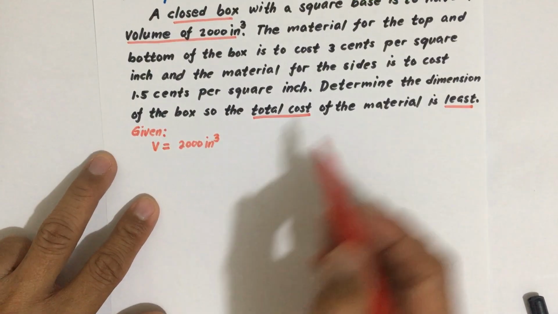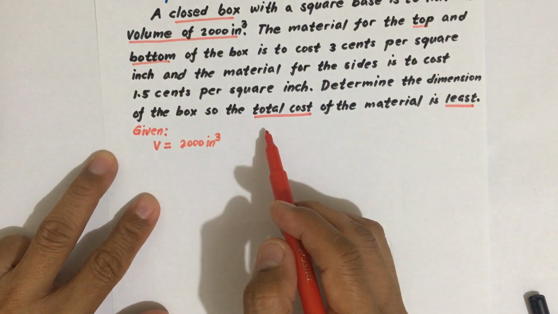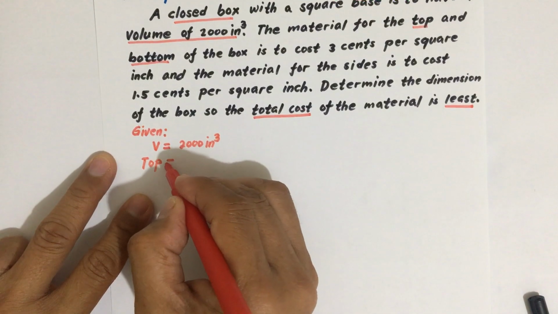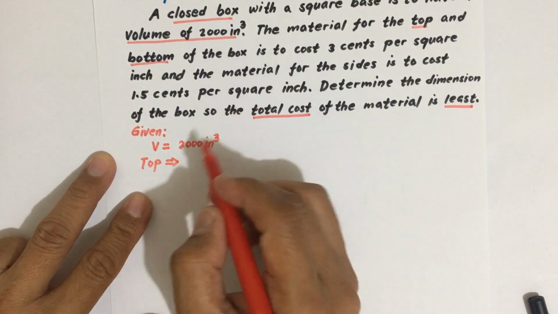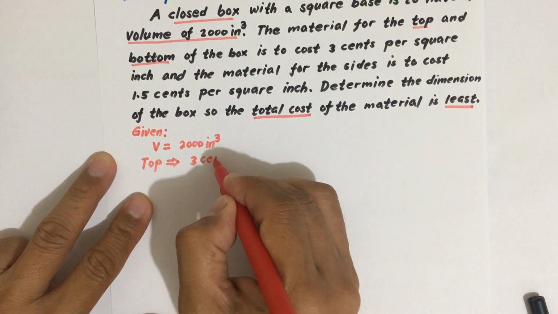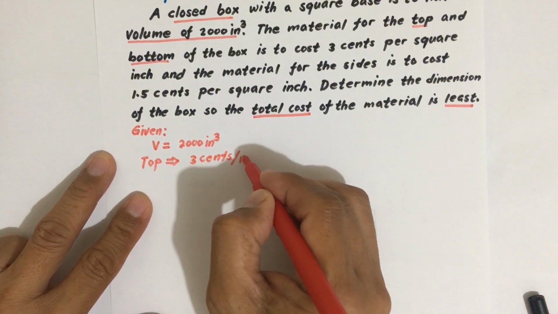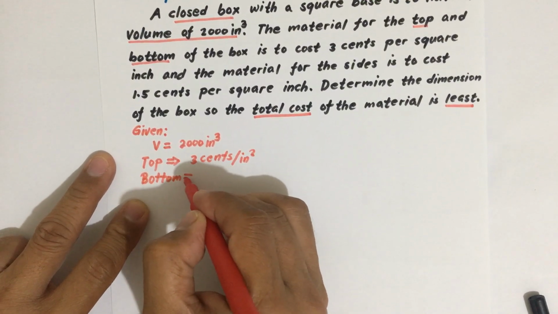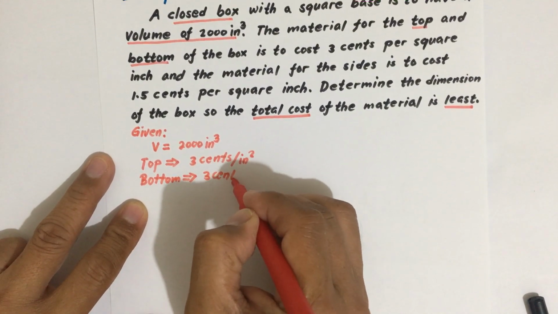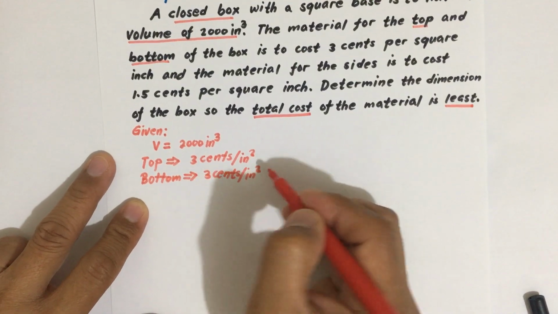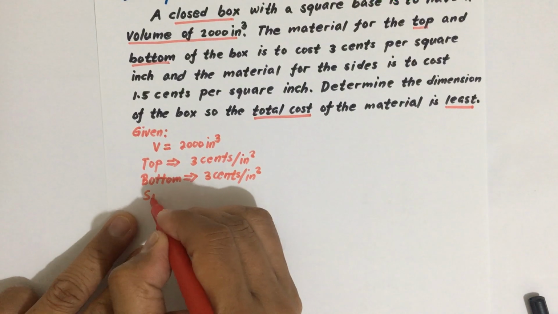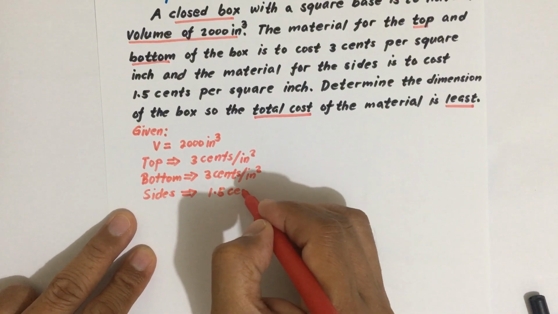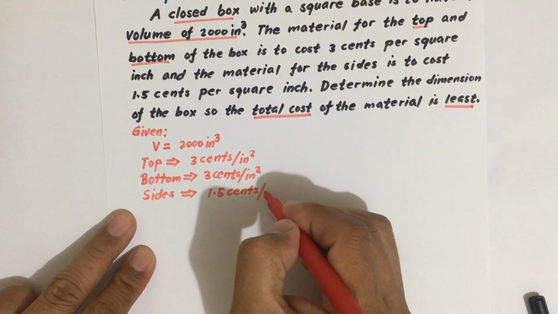And then in terms of cost, the top and bottom is to cost 3 cents per square inch. So the cost of the materials for the top is 3 cents per square inch. The same for the bottom, this is also 3 cents per square inch. And for the sides, the cost is 1.5 cents per square inch.